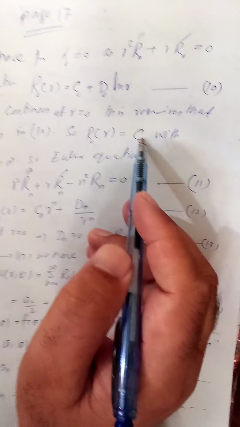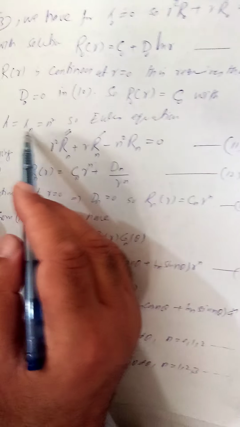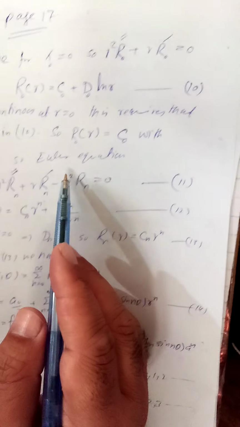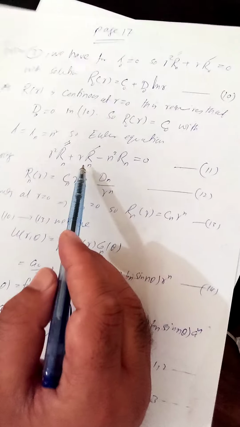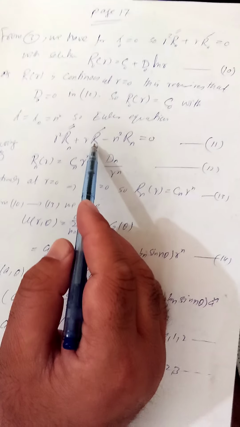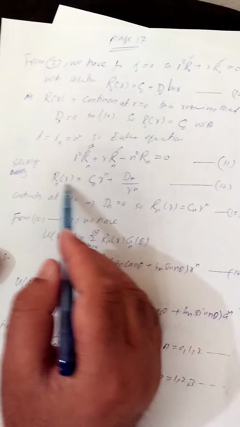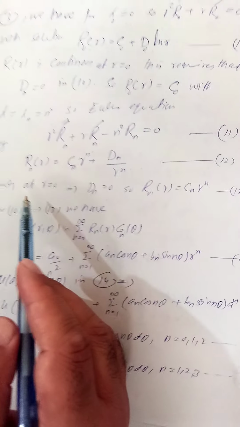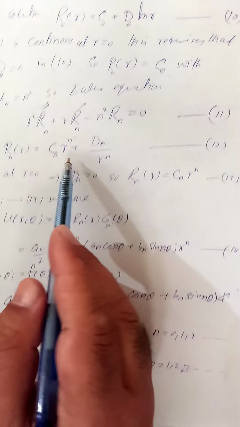So R naught of r is equal to c naught. With lambda equal to lambda n, which is equal to n square, the equation becomes the Euler equation, the Cauchy-Euler equation of second order. Solving this equation for R n, we get the solution in this form as given in 12. Let it be continuous at r equal to 0, so d n is equal to 0. So R n of r is equal to c n r power n.